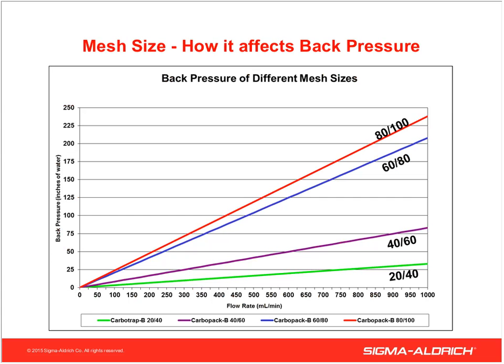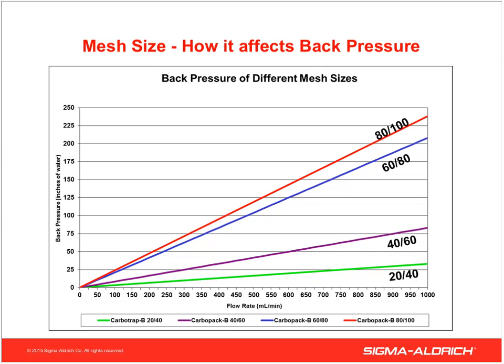So, mesh size and how does it affect back pressure? Compared to other sampling media, thermal desorption tubes usually have a higher back pressure than traditional solvent desorption tubes. Oftentimes, throughout this presentation, you'll hear me mention back pressure or pressure drop. For this presentation, they mean the same thing. For this experiment, glass tubes were filled with the same volume of each mesh size of Carbotrap B and Carbopack B. Then the back pressure was measured at different flow rates.